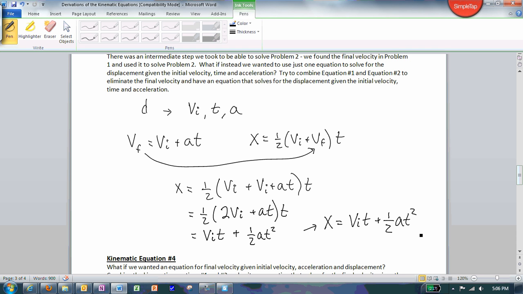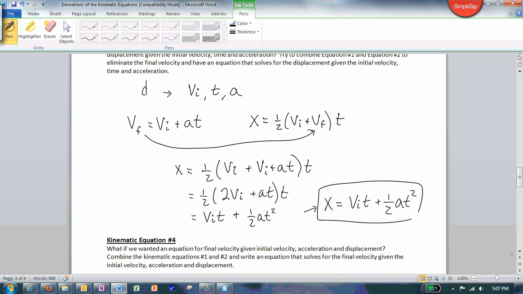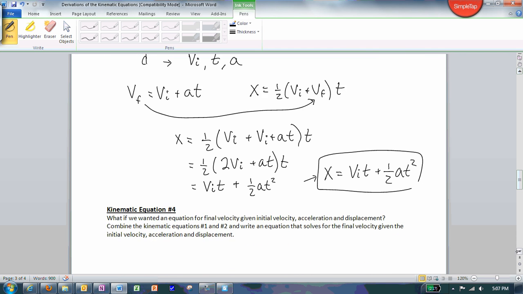And you may have seen a form of this in your Algebra 2 class, but it's a common thing to be graphed and be able to look at a quadratic relationship. And this is the third equation. And now, if you go to the next video, you can find the derivation for the fourth equation.